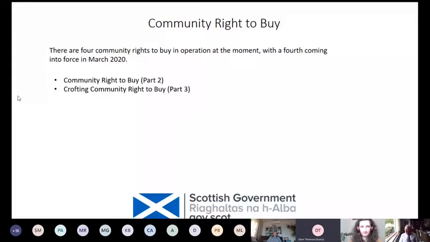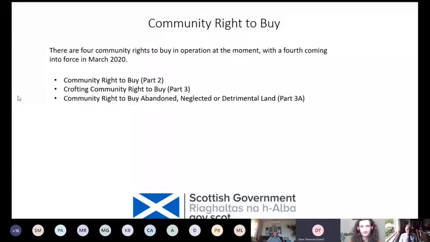So it's only been used twice since 2003 when it came in, and never to completion. In both cases, the community groups negotiated a sale out with the owners of the estate. So it's there to be used, but hasn't been used in anger all the way through as yet.